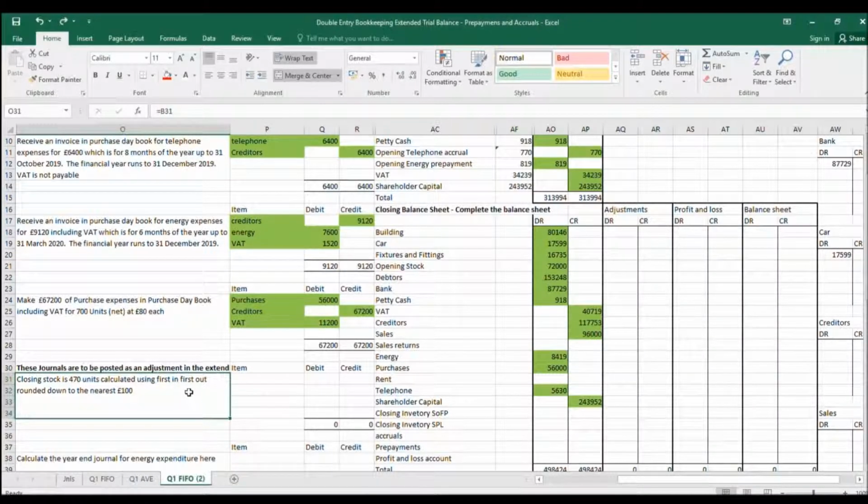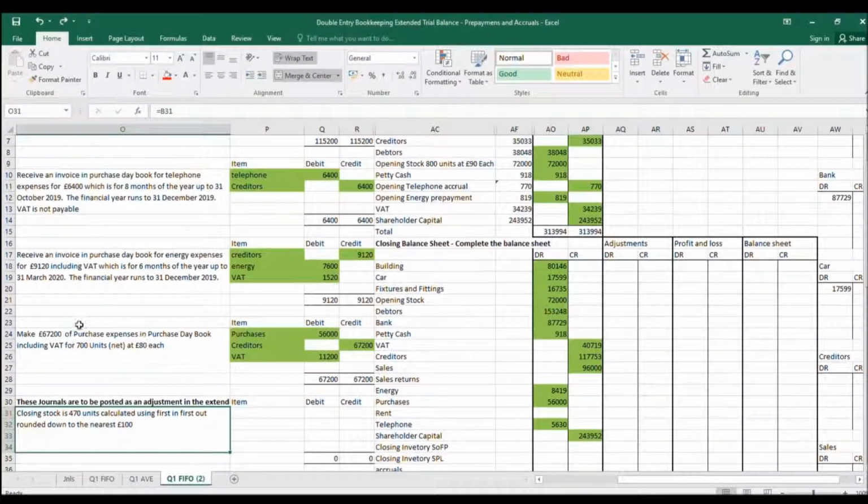Okay, so we've got first in, first out. We've got 470 units, so it's going to be the last units that we have. So we look back at our invoices here. We've got 700 units here, so that's more than this 470. So that's the invoice that we're going to use for our value, and it's £80 each.